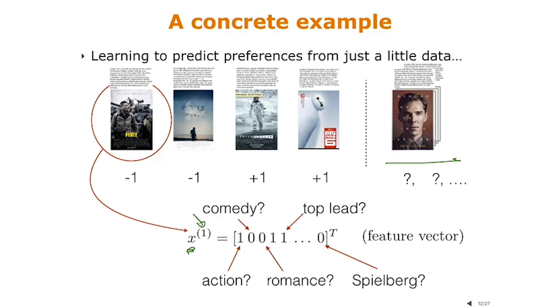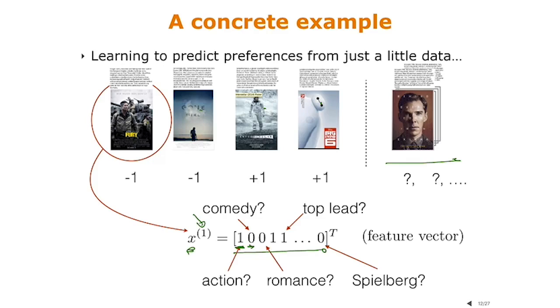Now, I will construct this feature vector by asking questions about those movies. For example, I can ask whether it's an action movie and give a binary answer 0, 1. It is an action movie, so I give it 1. Is it a comedy? No, so I give it a 0, and so on. I can construct many such questions, apply them systematically to that movie, and as a result get a binary vector associated with the movie Fury.